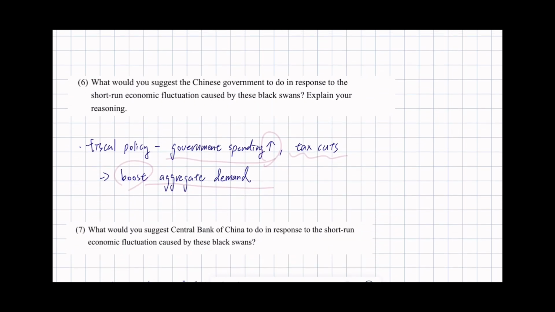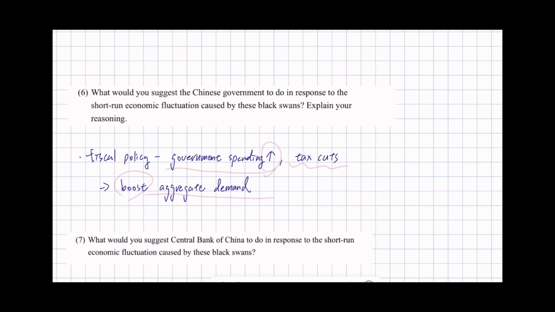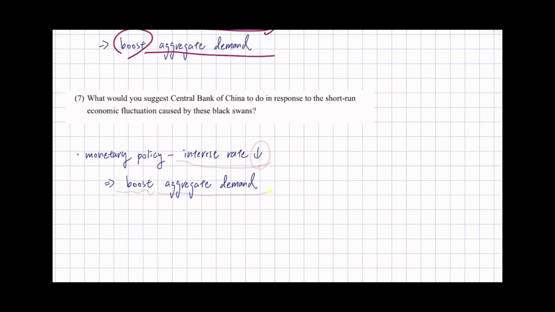The sixth question. I would suggest using the fiscal policy that raises government spending and cuts taxes. These will boost aggregate demand. Seventh, I will suggest the Central Bank of China use monetary policy to make the interest rate decrease. These will boost the aggregate demand.